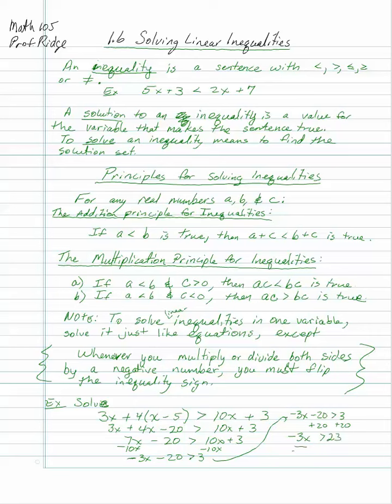Now when I divide both sides by negative 3, this is my key step. I'm dividing by a negative, so I have to flip that inequality. Now it becomes a less than. So x is less than negative 23 thirds, and that would be my solution.